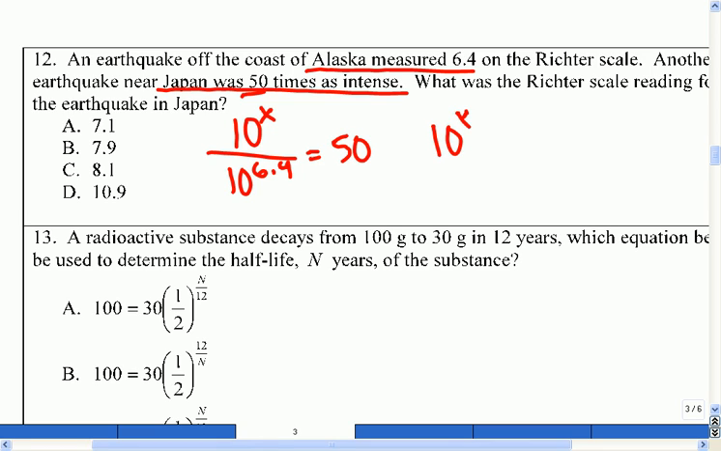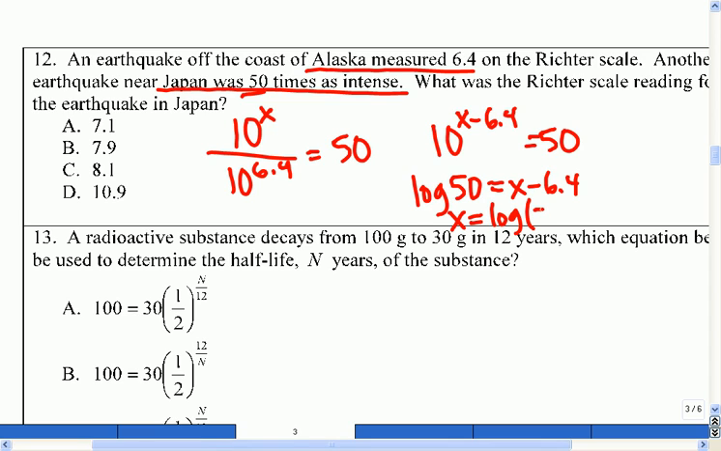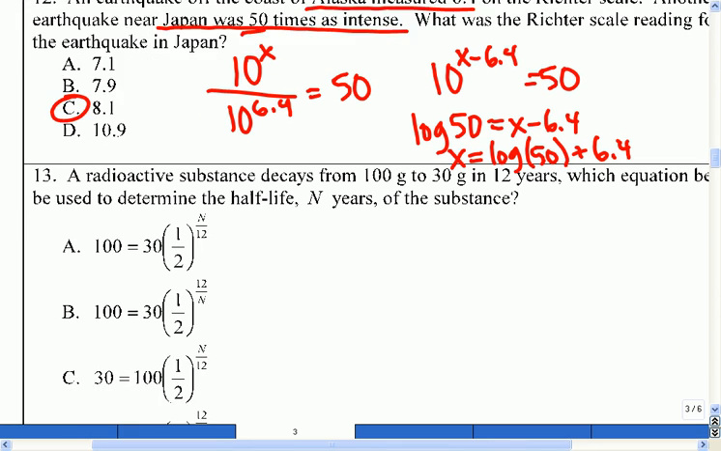So 10 to the x minus 6.4 equals 50. That means log base 10 of 50 equals x minus 6.4, and x equals log 50 plus 6.4, which I believe is C, 8.1. Okay.